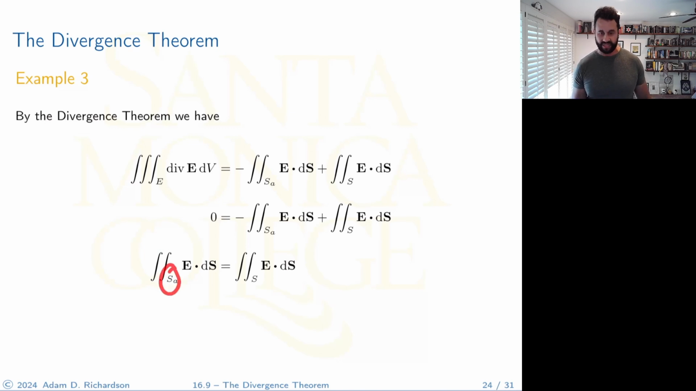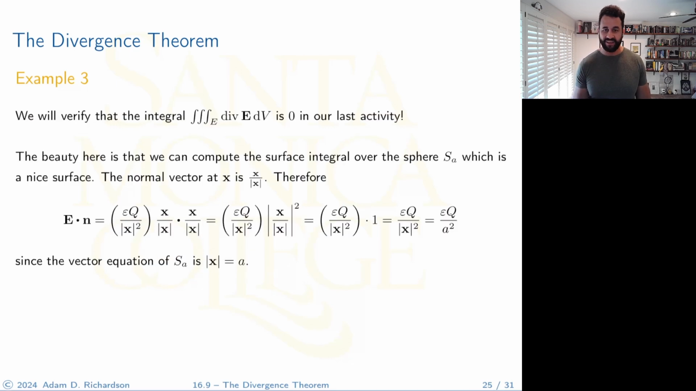Why? Because S sub A is just a tiny sphere. It's easy to integrate over, it's easy to parameterize, whereas the surface S is totally arbitrary, right? Okay. So we'll verify that this is actually equal to 0 in our last activity. So I'm looking forward to that.